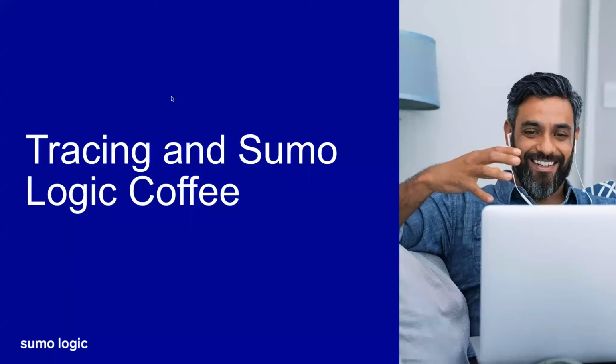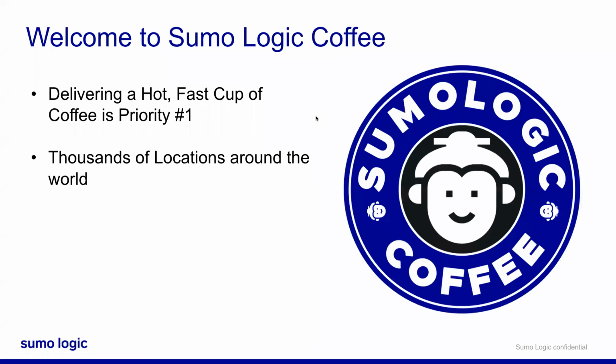Now we want to talk about tracing and Sumo Logic Coffee. Sumo Logic Coffee, you're probably familiar with. We are world renowned for our coffee. We have thousands of locations around the world. Of course, we don't, but for today's example, we will. Imagine that we are very similar to another company out there that has a green logo. For copyright reasons, we couldn't use it, so now we're using Sumo Logic Coffee. And our goal at Sumo Logic Coffee is to give you, the customer, a hot, fast cup of coffee.